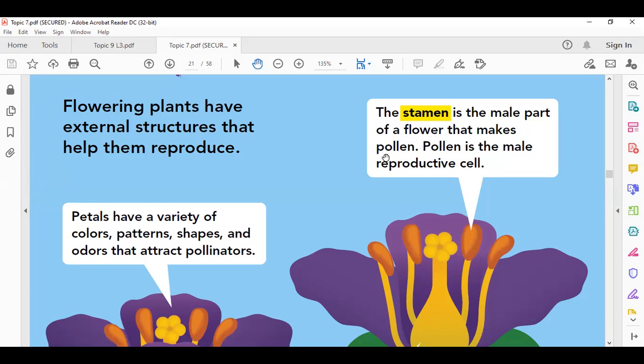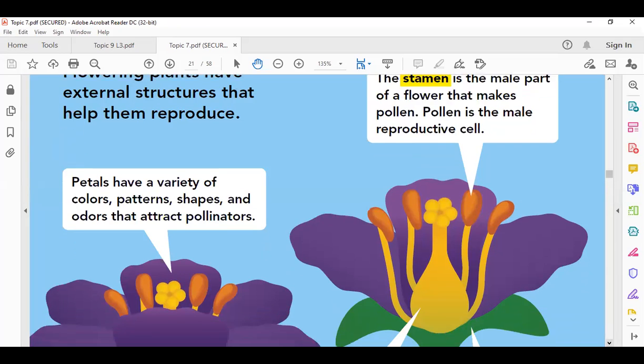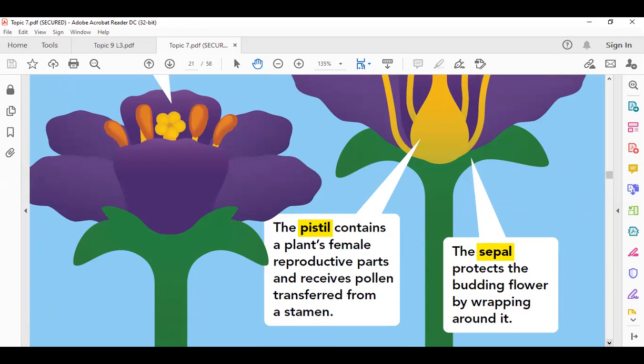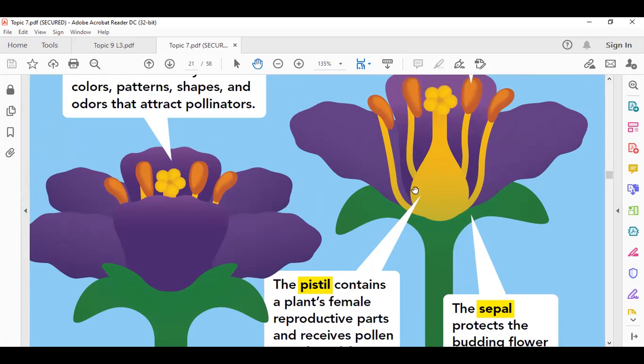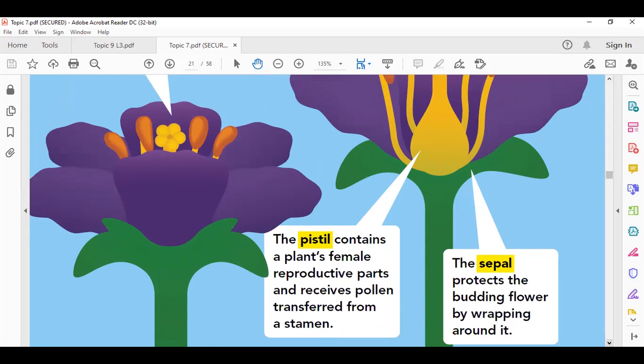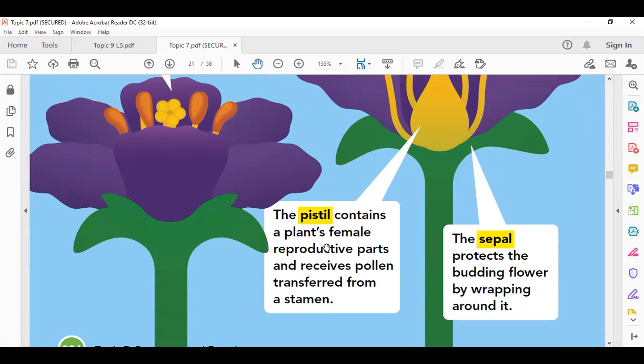It makes pollen. Pollen is made by the stamen. The pollen is the male reproductive cell. The second part that is very important in reproduction in the flower is called the pistil. This is the pistil. You see it looks like a cup or a jar. The pistil is the female part. The pistil contains the plant's female reproductive parts and receives pollen. Pollen that is moved or transferred from the stamen goes to the pistil.